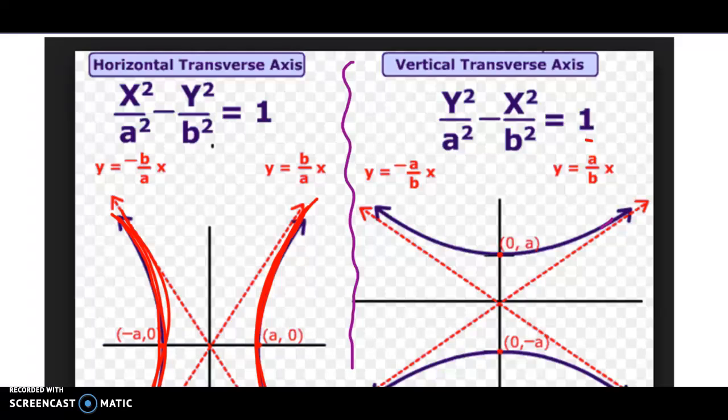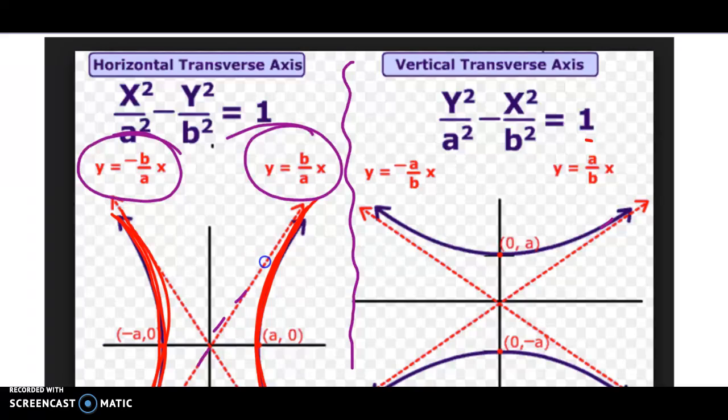All right, so if you're a formula person and you enjoy memorizing formulas, these red formulas right here are the equations of these dotted lines right here. Those are called the asymptotes, but they also basically guide you how to graph them, okay?